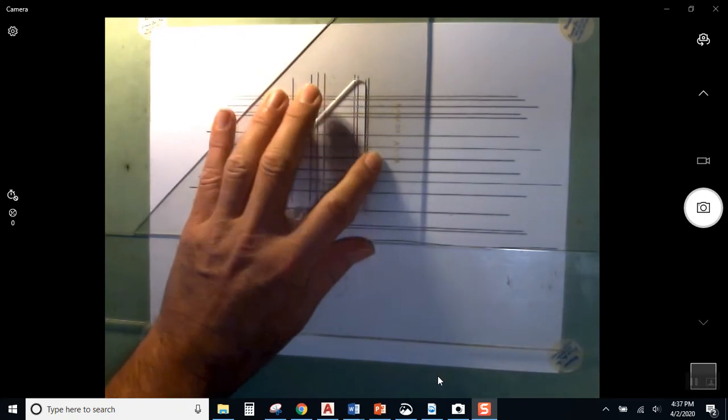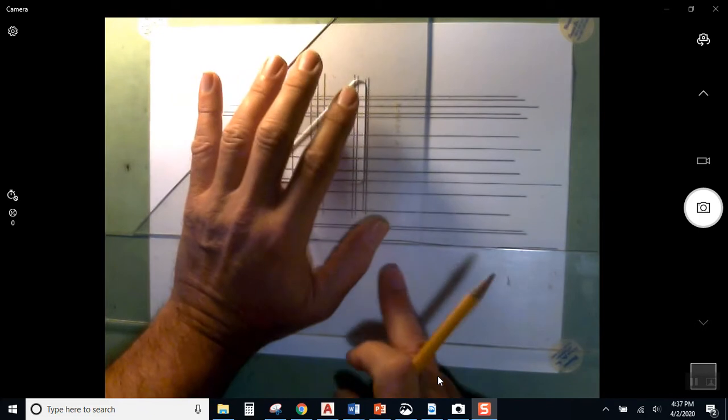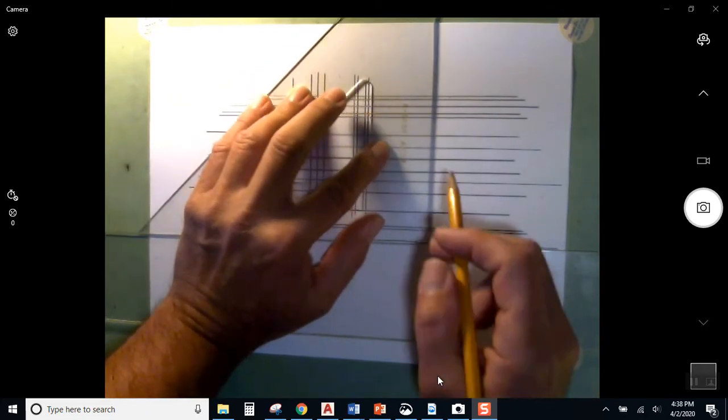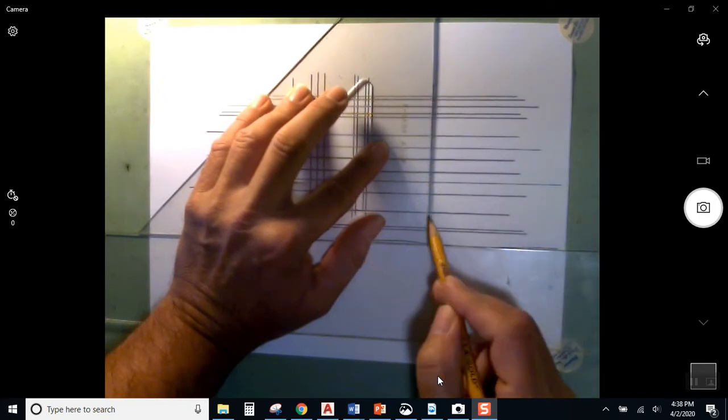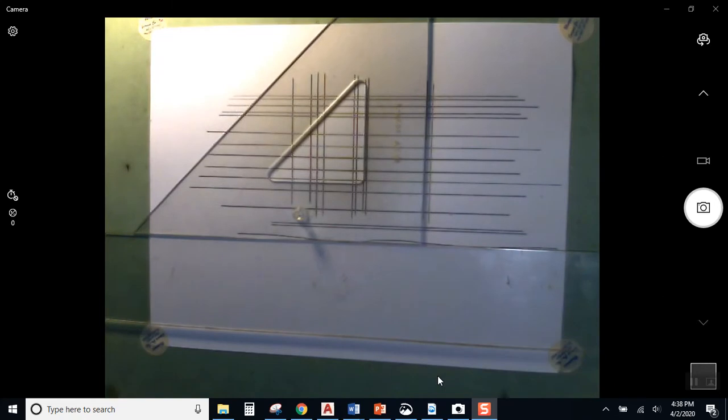And again, I know this is doing multiple things at once. You see, I'm using my palm to hold down the T-square, I'm using my fingers to position and hold the triangle, and then I'm using my other hand to do the drawing. So I'm actually trying to do three things here at once. That is a little tricky, but we get used to it after we practice a little bit.